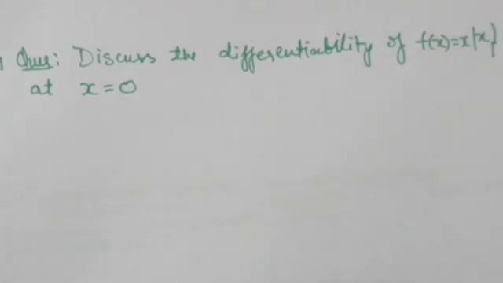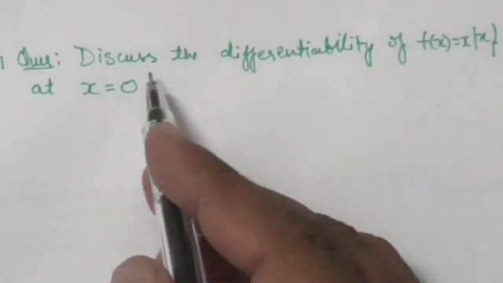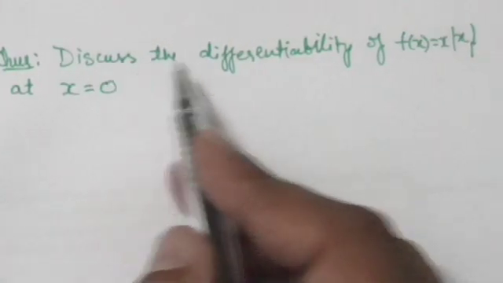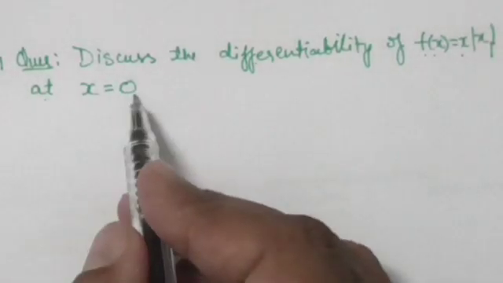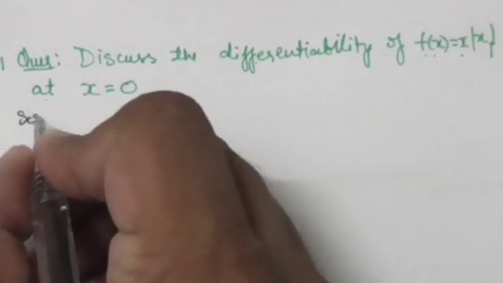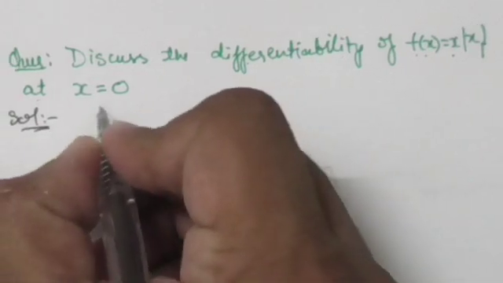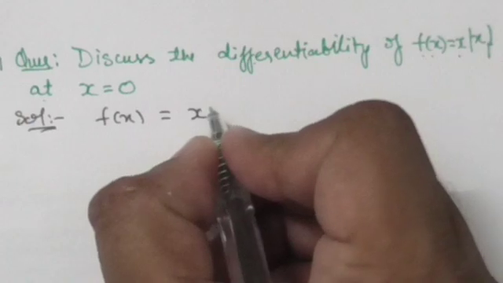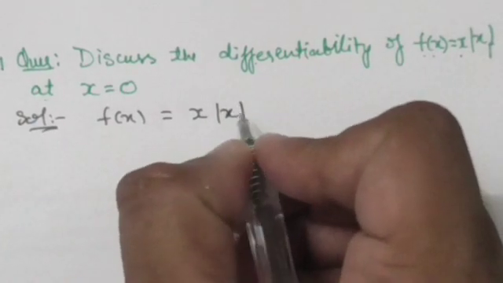Hello friends, welcome back. In this video we will solve some more questions of differentiability. So the first question is, we have to discuss the differentiability of this function f(x) at x is equal to 0. The given function f(x) is equal to x mod x.